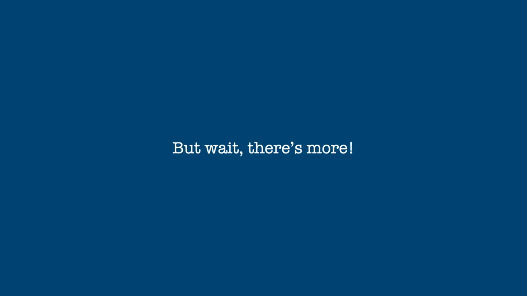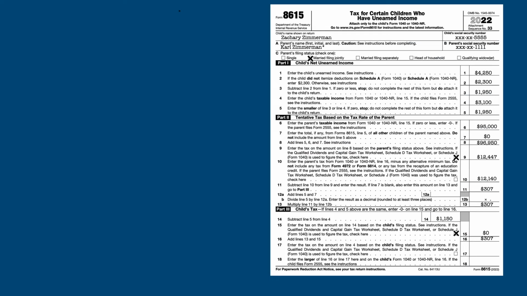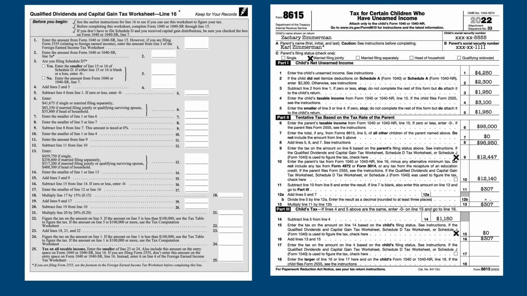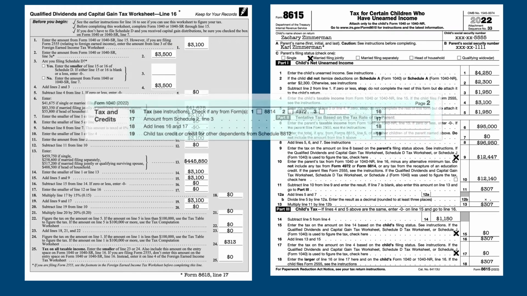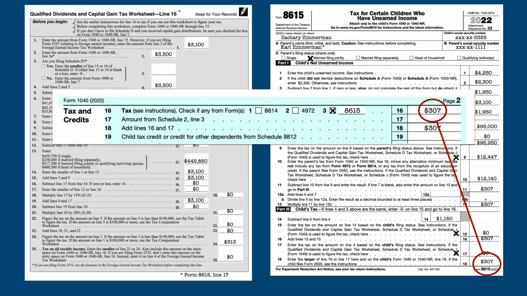But wait, there's more! We still need to determine the tax on the amount of Zack's total taxable income of $3,100. Yet another qualified dividends and capital gains worksheet is prepared, this time with the total amount of the qualified dividends. This worksheet also shows 0 tax, so 0 is entered on line 17 of the 8615. Since the amount on line 17 is less than the amount on line 16, the $307 from line 16 is entered on line 18 and is Zack's tax. This tax is then entered on line 16 of Zack's Form 1040.